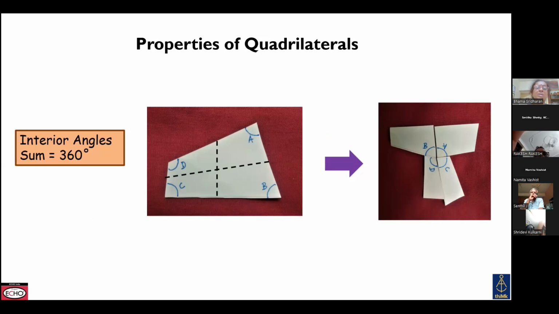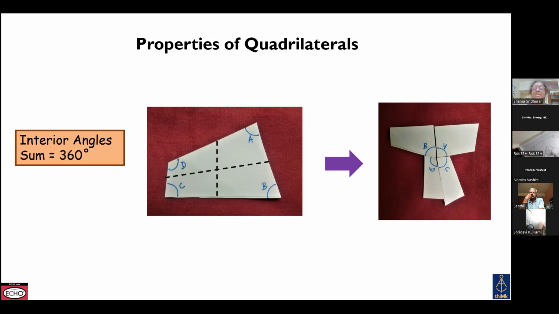And now we come to properties of quadrilaterals. So here the interior angle sum of a quadrilateral is nothing but 360. We know this. And how can we just show it by paper? So you draw any quadrilateral and then you cut it in any way the child can cut it, just the four angles have to be intact. And then you can put it together. The four angles can be put together as shown on the right side, and they all meet at a point. So the sum of the four interior angles adds up to 360 degrees.